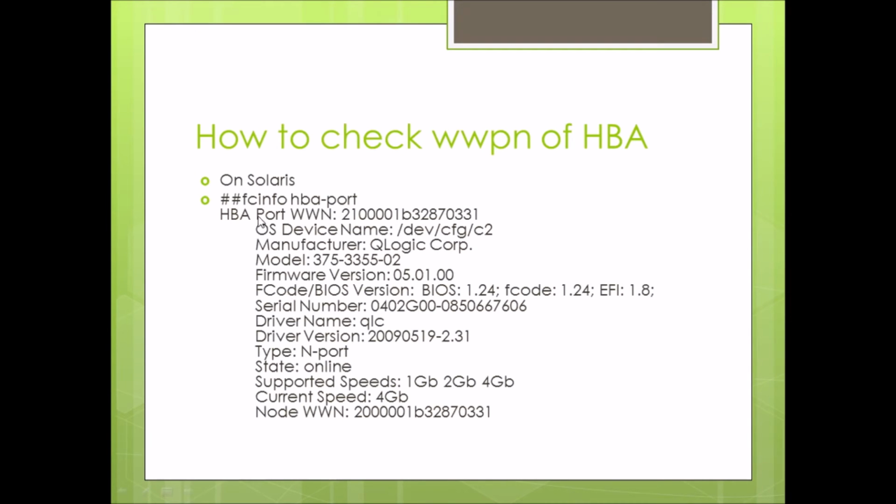Now you can clearly see port number is given, that is port WWN. It is starting with 21. And this is a complete 16-digit number. And then node name is also available over here. So node WWN, it's starting over here with 20. The speed of this particular HBA is 4 GB. That means it is giving maximum 4 Gbps speed. And supported speed is 1 Gbps, 2 Gbps, 4 Gbps. So complete information you get from this output about the HBA.